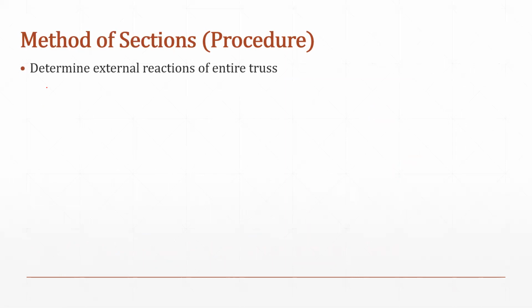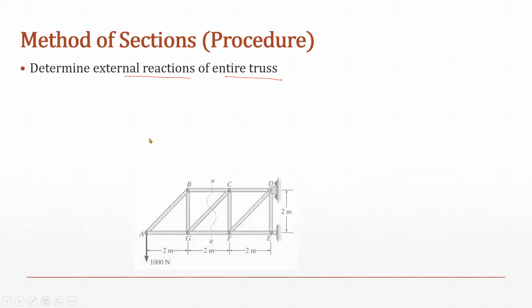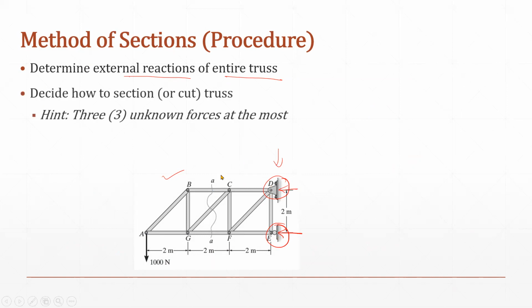First of all, we are required to find out the external reaction of the entire truss. For example, this is an example of a truss. In that case, first of all, we will find out the reaction at the supports. Now this support is roller supported, so it will offer only one reaction, and this is a hinge support, it will offer two reactions. So that is our first step, to find out the external reactions.